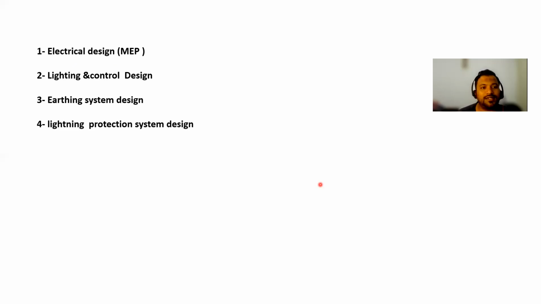In this lightning protection system design, we will learn how to design and how to protect the building from lightning. Next thing is electrical safety. So what are the safety requirements we have to look at? All those things will be learned in electrical safety.